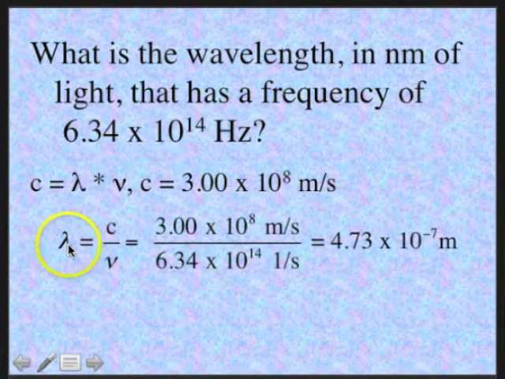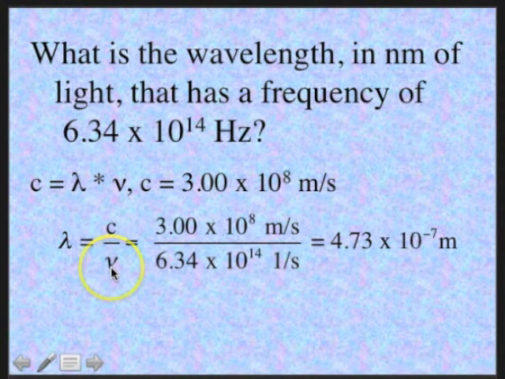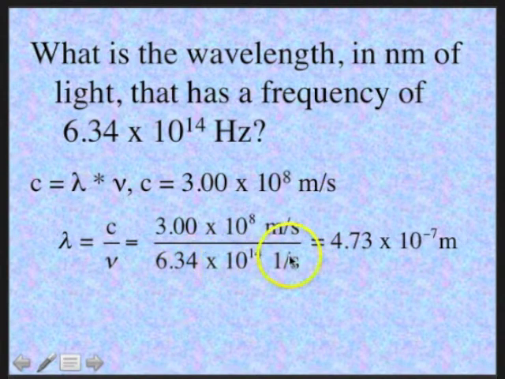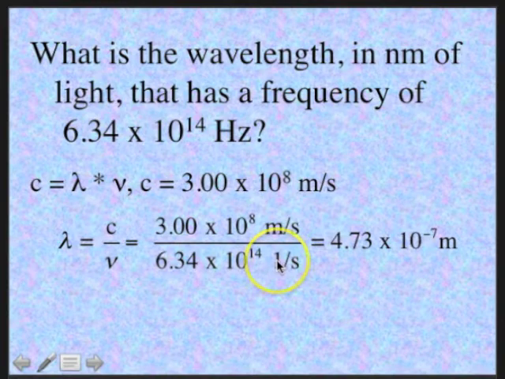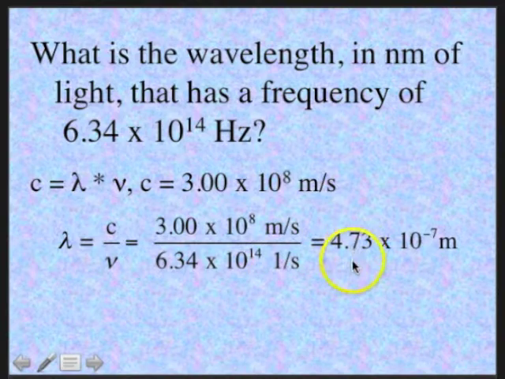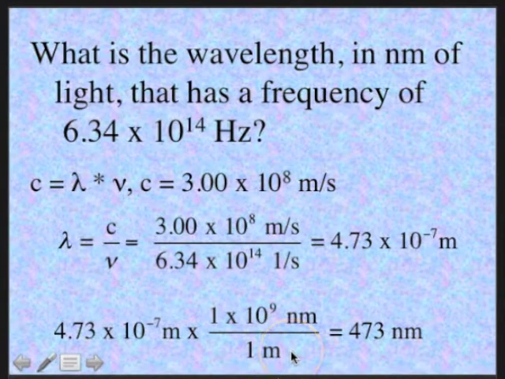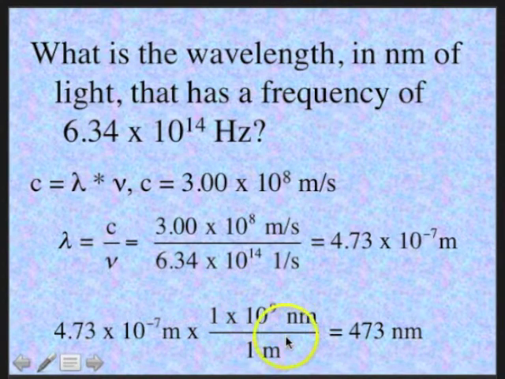Alright, here we go. Lambda, or wavelength, equals speed of light divided by frequency. The speed of light is 3 times 10 to the 8 meters per second, and we divide that by 6.34 times 10 to the 14 seconds minus 1, or 1 over seconds. And what we end up with is 4.73 times 10 to the minus 7 meters. And then converting to nanometers, 1 meter equals 1 times 10 to the 9 nanometers. So making that conversion, we get 473 nanometers.